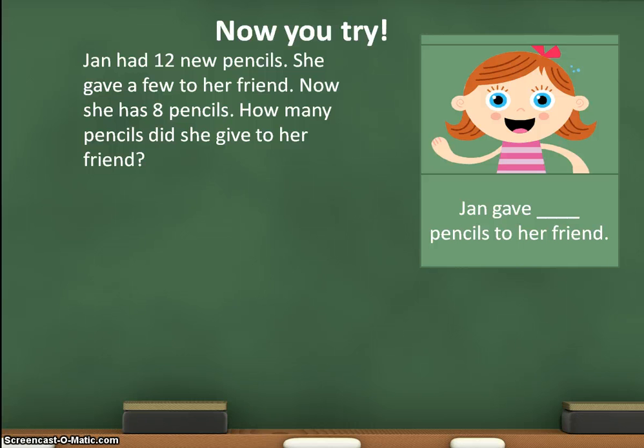Jan had 12 new pencils. She gave a few to her friend. Now she has 8 pencils. How many pencils did she give to her friend?